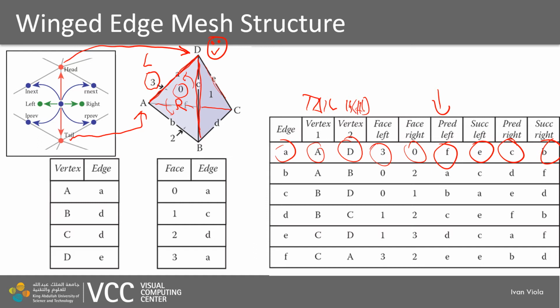In addition to the edge data structure, we will have the vertex data structure, where the vertex will be associated with any edge which is going from this vertex. Similarly, we will also have the array of faces, where we will store one edge which this face consists of.